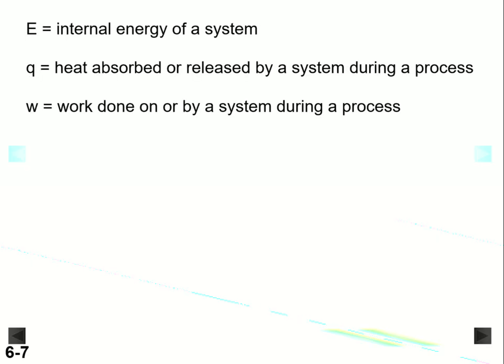Now let's define some quantities. E will be very important to us. It's called the internal energy of a system. That's the total energy of a system under a given set of conditions. That includes the kinetic and potential energies of all the particles.